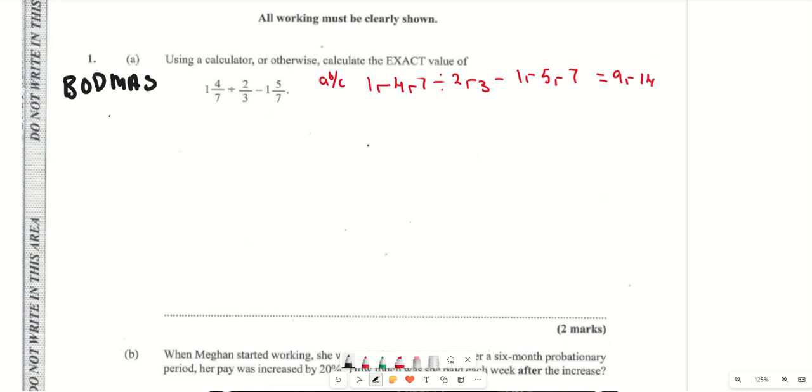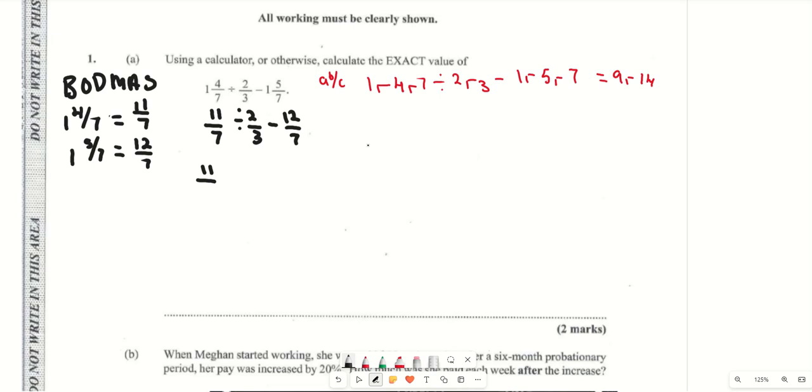The next thing is we have improper mixed numbers, 1 and 4 over 7 and 1 and 5 over 7. What you will do is convert the mixed numbers to improper fractions. 1 times 7 is 7 plus 4 is 11 over 7, and 1 times 7 is 7 plus 5 is 12 over 7. So the question now becomes 11 over 7 divided by 2 over 3, minus 12 over 7. According to BODMAS, we divide first.